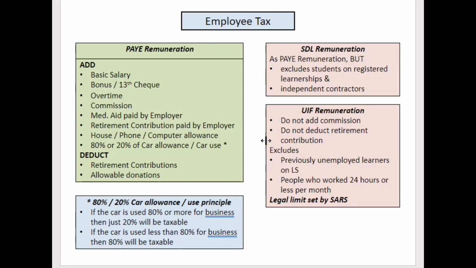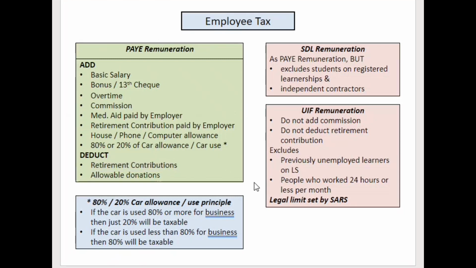Okay. Then when you are calculating your UIF remuneration, you do not add commission. There you added commission. Now you are not adding commission, and you do not deduct the retirement contribution. Okay, you can't deduct it. So basically now you are ignoring the commission here, and you are ignoring the retirement contributions here.